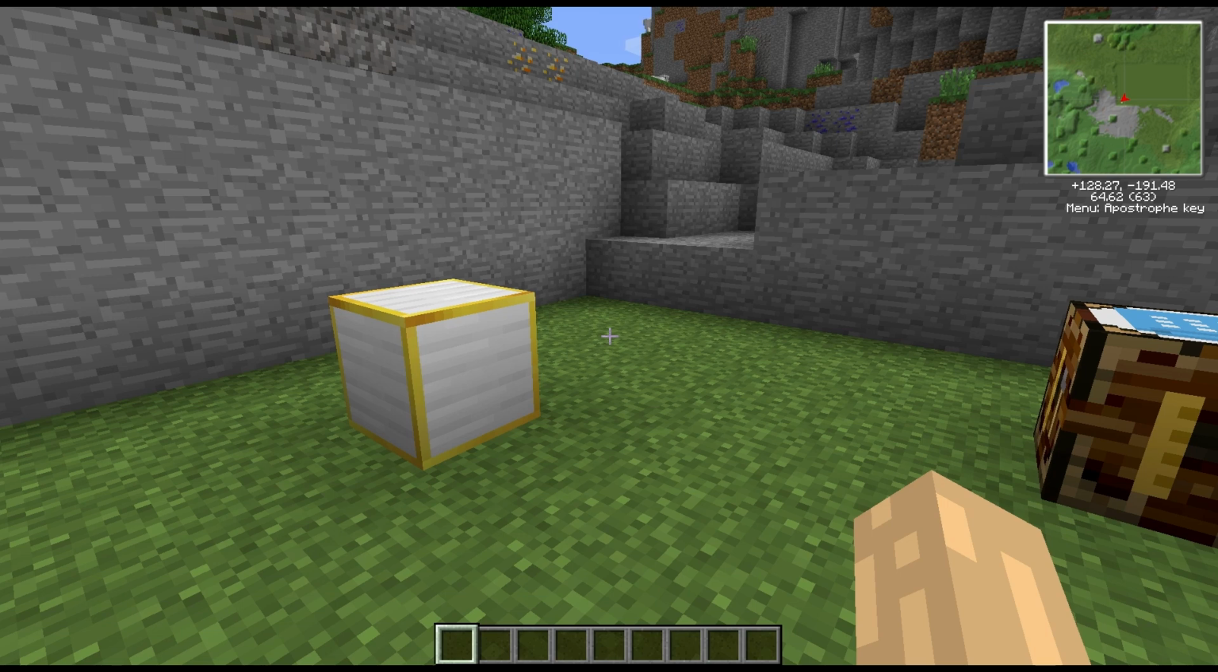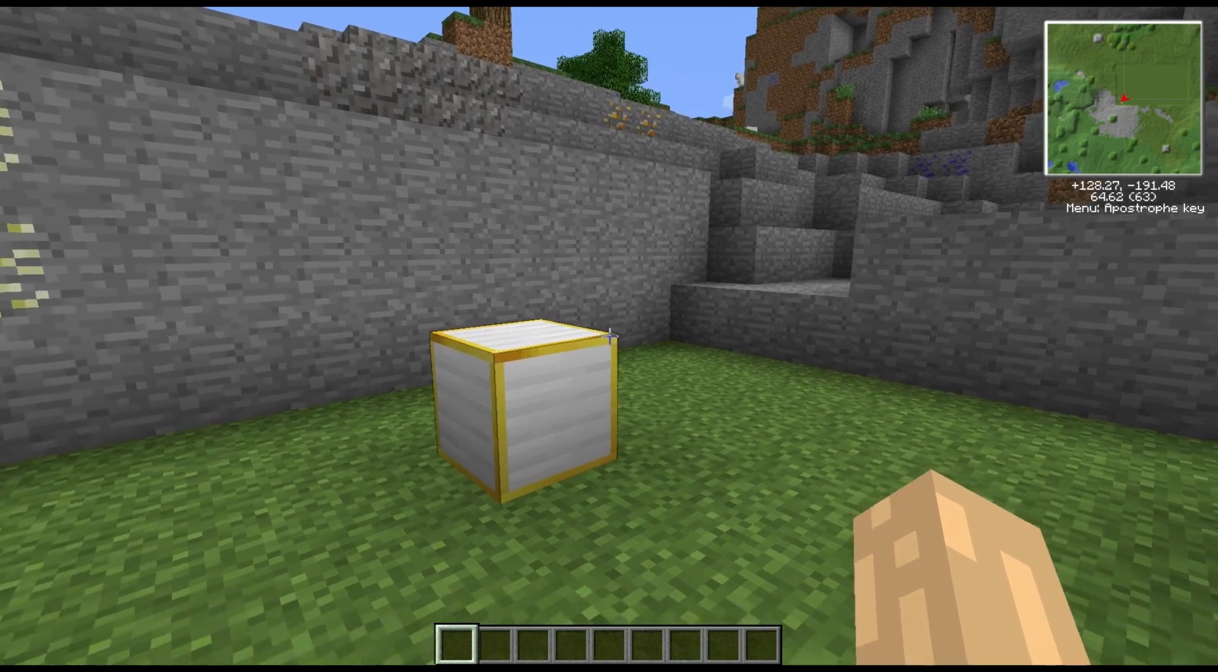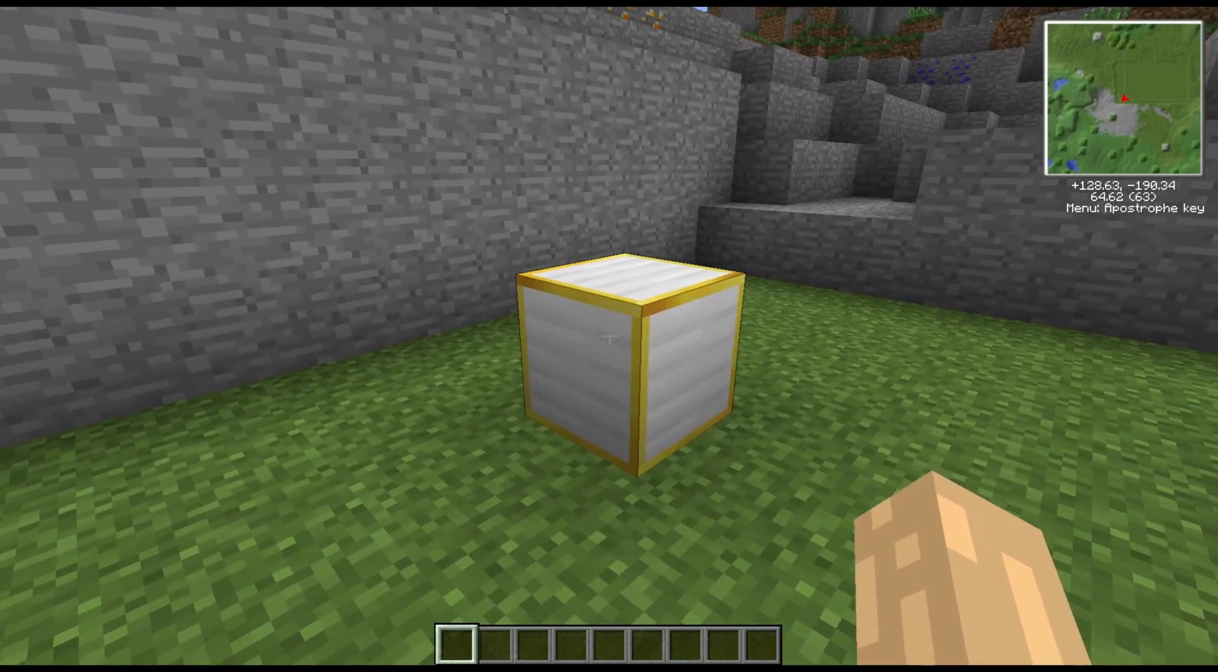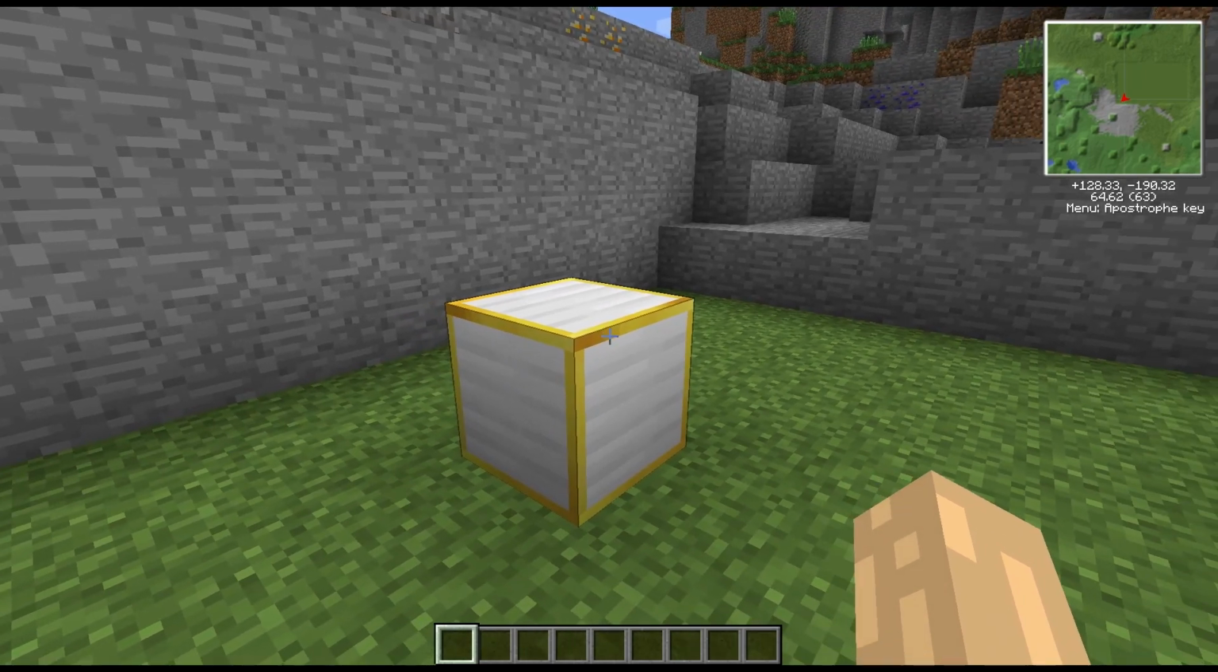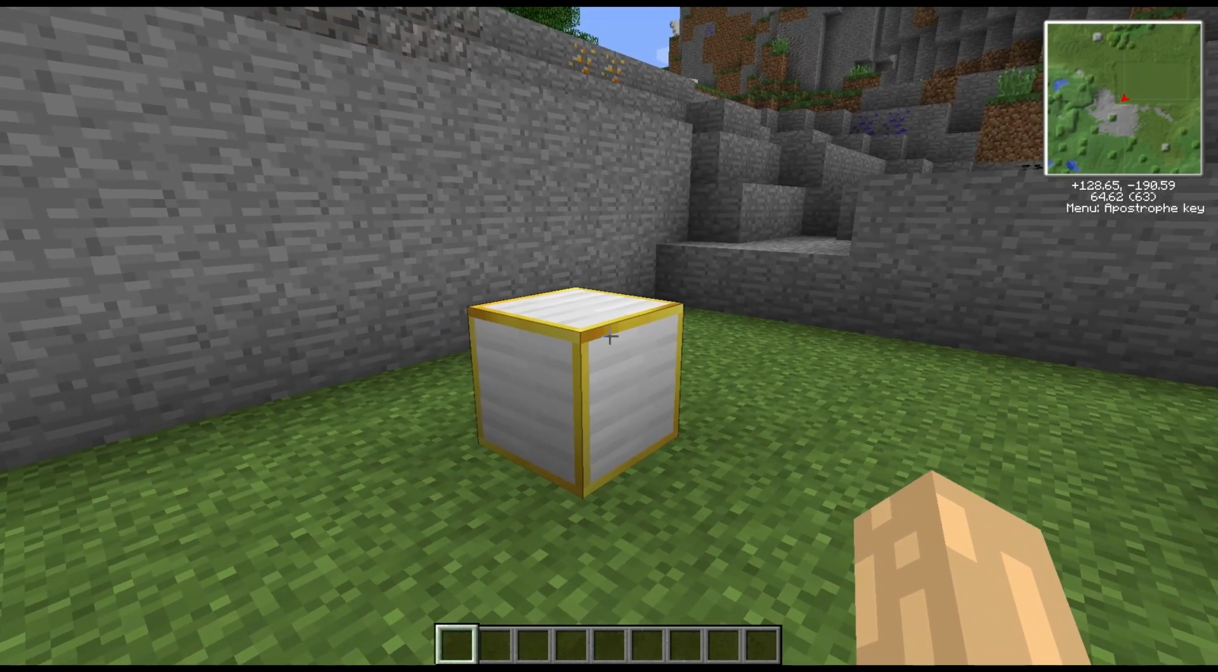Now this is a mod in itself that just adds a chunk loader, and that's what this block is here. It's just a block that you're going to need to use if you have some automation running in an area and you need to keep those chunks loaded for whatever reason, just to keep your processes running when you're not near your base.